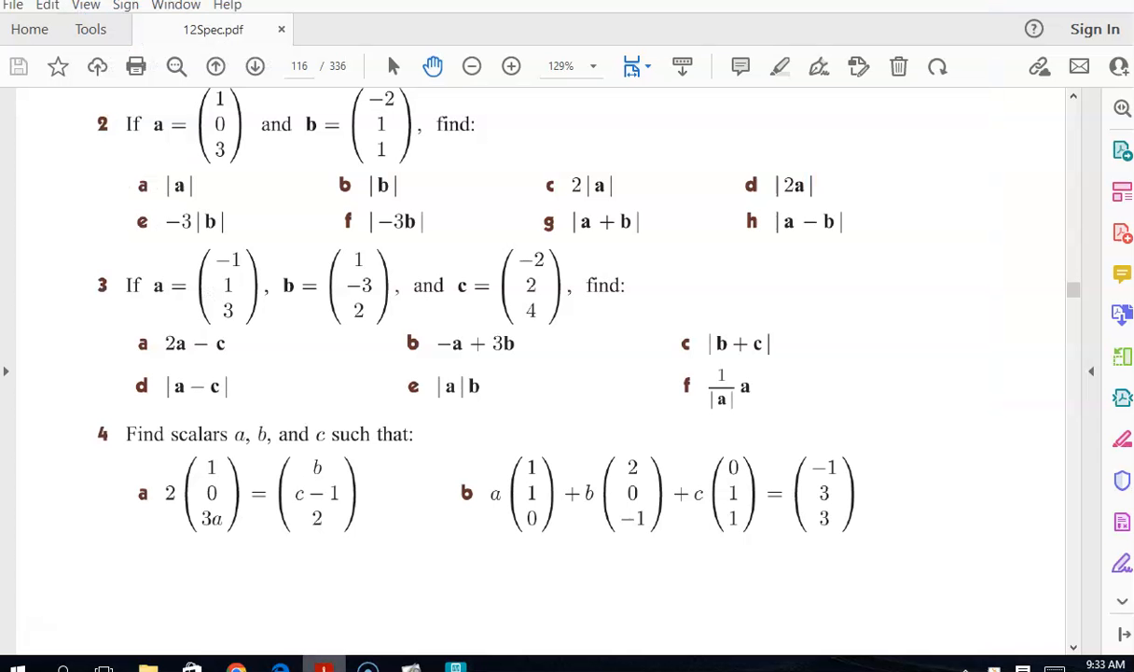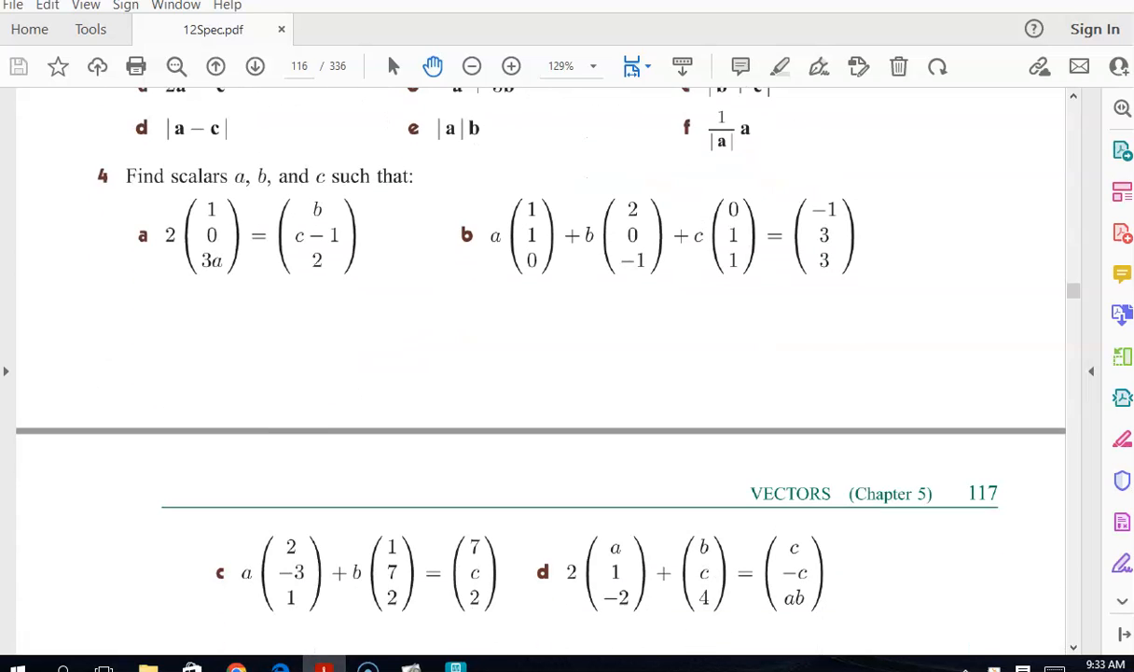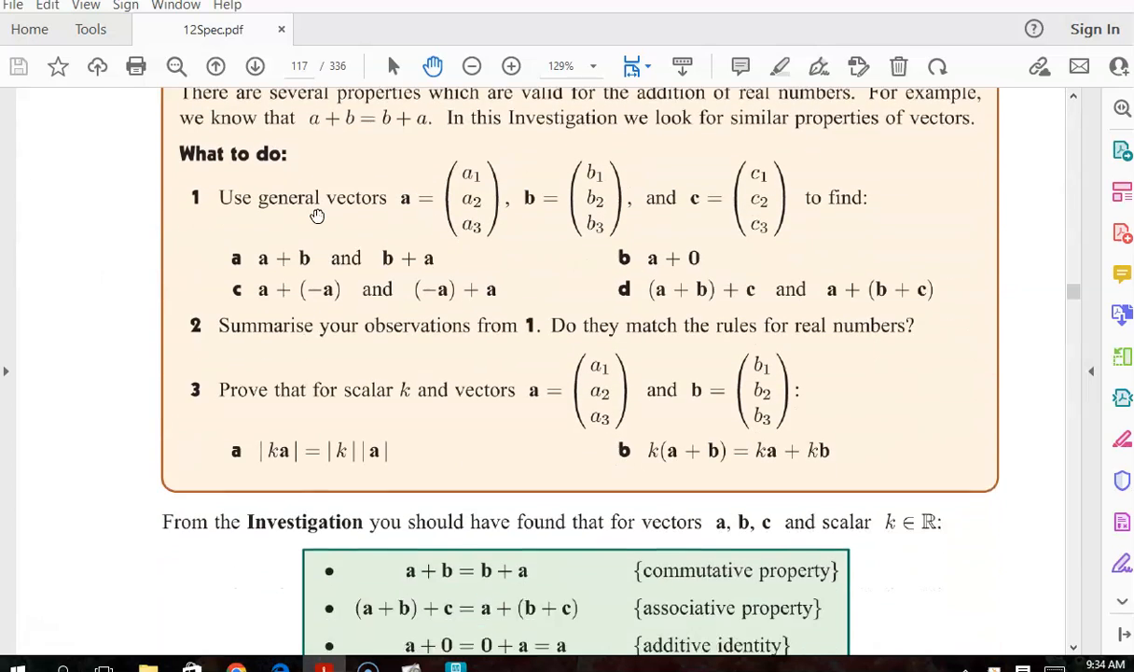All right, back to it. So happy to skip all of this. I don't think question 4 has got much to do with vectors. That's just saying 2 times that, so 2 would have to equal your b, and so on. Are you happy that I'm just going to skip?